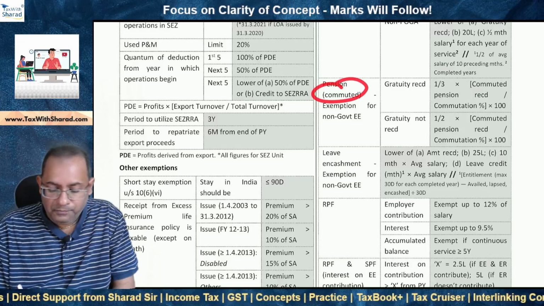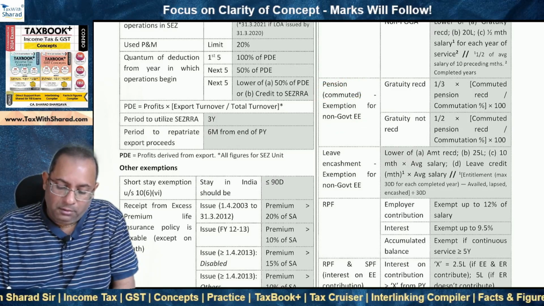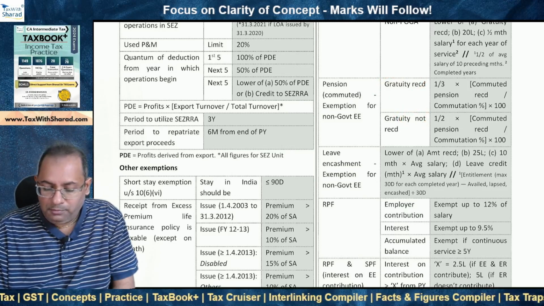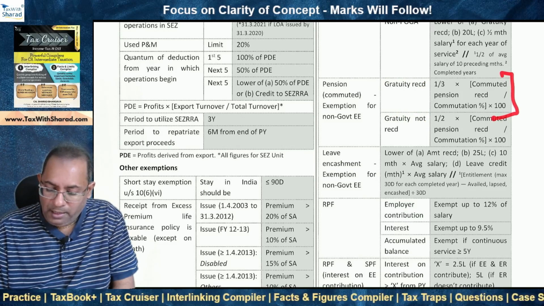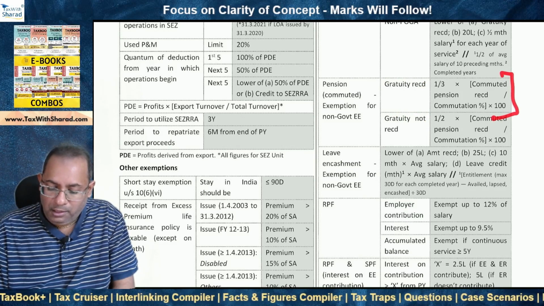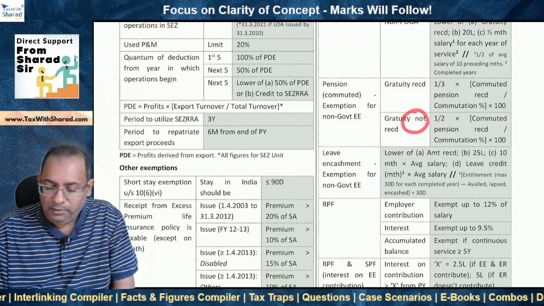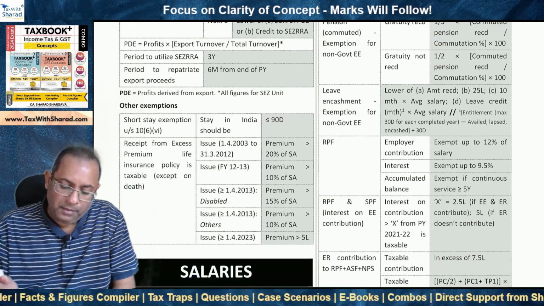Pension, which is commuted: exemption is available for a non-government employee, and the formula depends on whether the gratuity has been received or has not been received. Where gratuity has been received, the formula is 1/3 into (commuted pension received divided by commutation percentage) into 100. Where gratuity is not received, this 1/3 becomes half, and the rest of the formula remains the same.